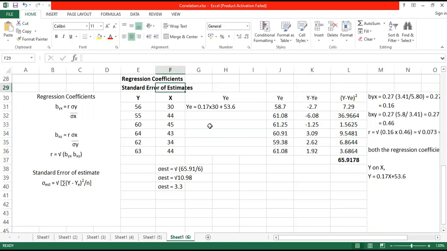Next, standard error. Standard error of estimate, you have to calculate the estimated dependent variable. If y is dependent, get estimated y. If x is dependent, get estimated x, right? Now, whatever variable you are getting in estimation, get the deviation, then square, and finally you have the formula, right? So hope you have understood the concept.